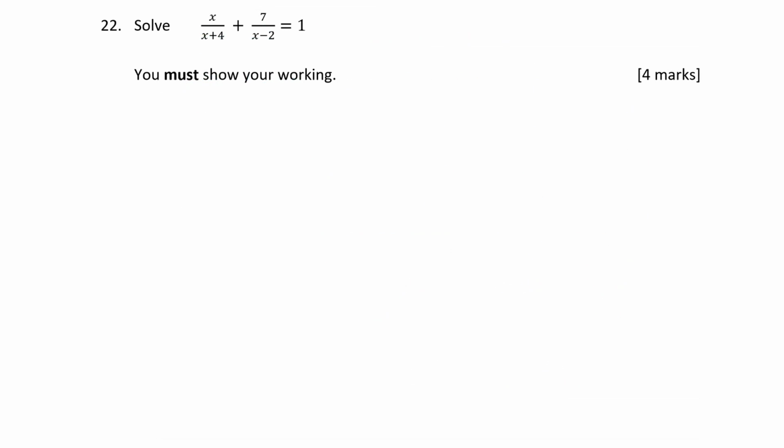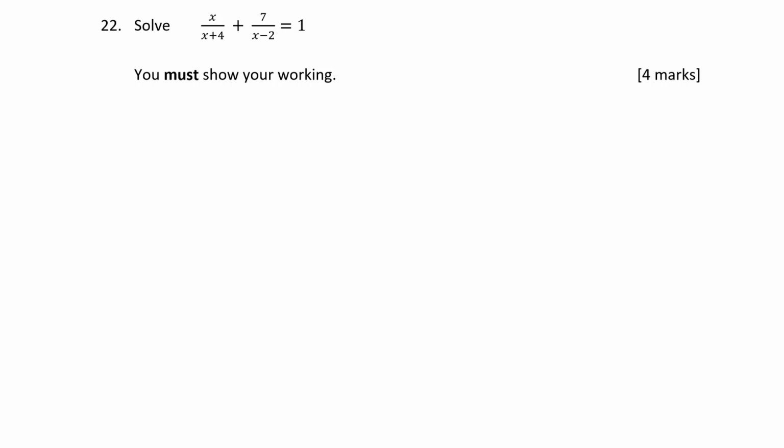Question 22. Solve x over x plus 4 plus 7 over x minus 2 is equal to 1. You must show your working. Okay, so we've got some algebraic fractions here, and it forms an equation that we then need to solve. Now, don't panic when you get algebraic fractions. They are just the same as ordinary fractions. If you can add ordinary fractions together, you should know how to work with algebraic fractions as well.